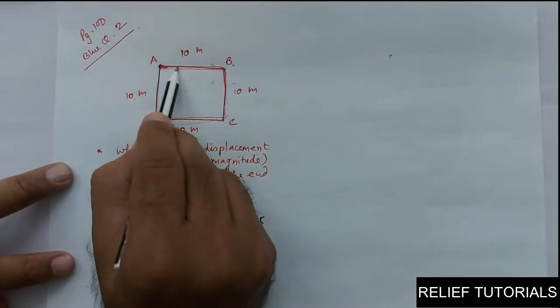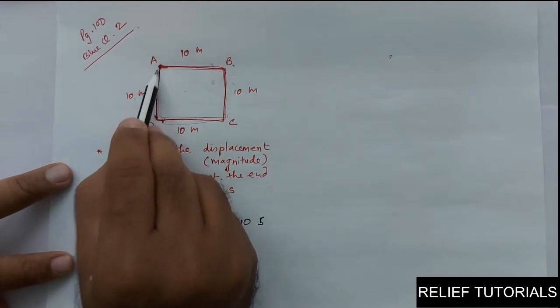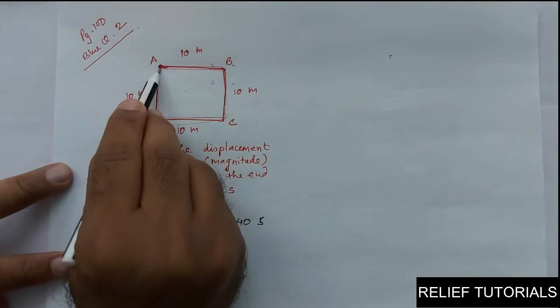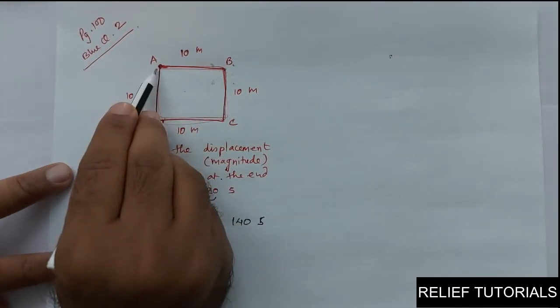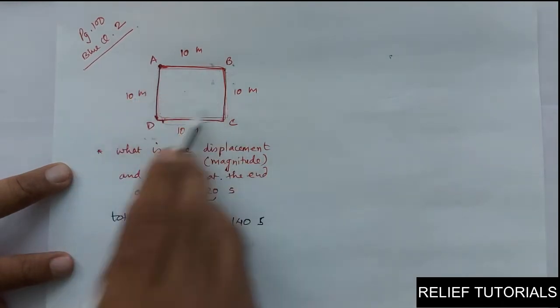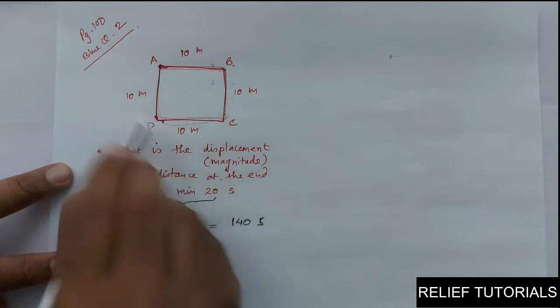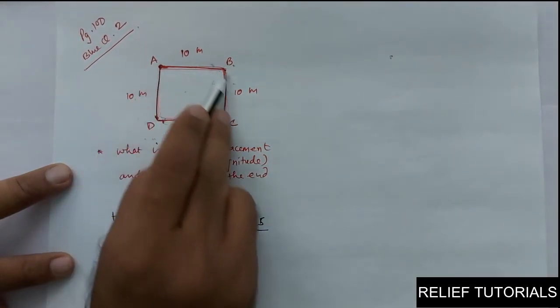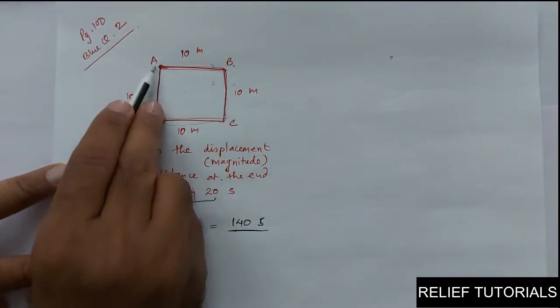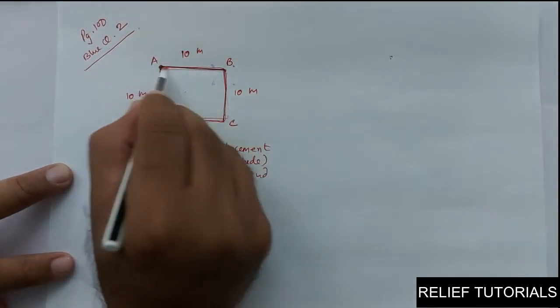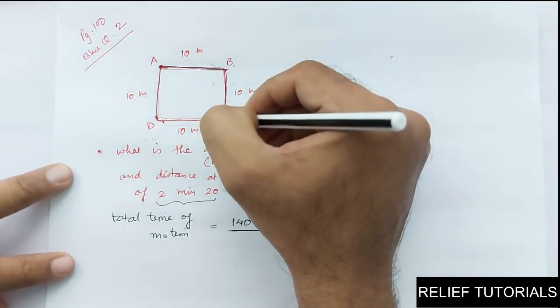What is the length of each side? 10 meter, 10 meter, 10 meter, 10 meter, so 40 meter distance. Finally, we got one conclusion: 40 meter distance is traveled in 40 seconds. One more 40 seconds means 80 seconds, so 80 meter distance traveled, which is two perimeters. But he is walking for 140 seconds. So 40 plus 40 is 80, plus 40 is 120, then 10 more is 130, and 10 more is 140.